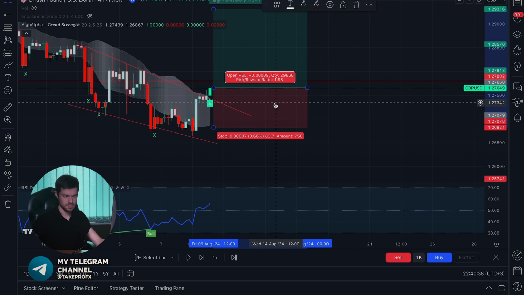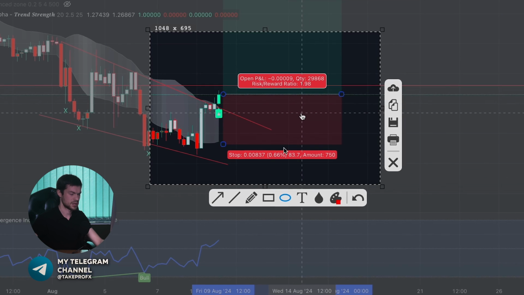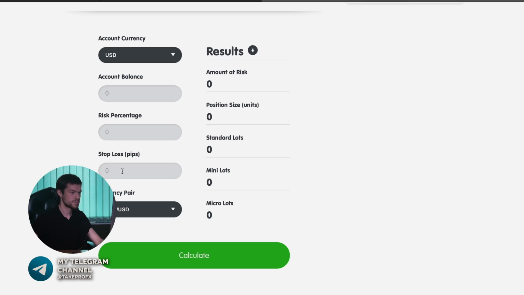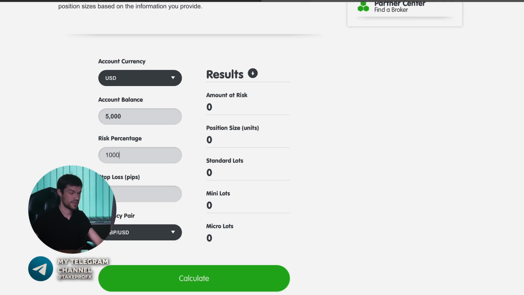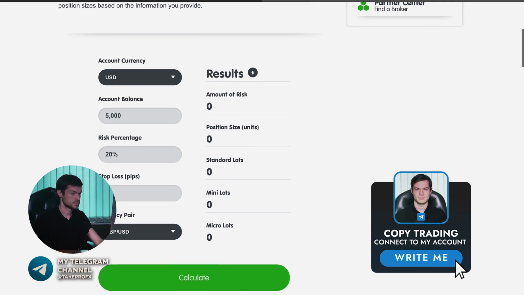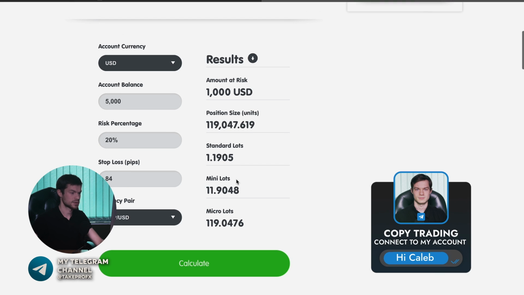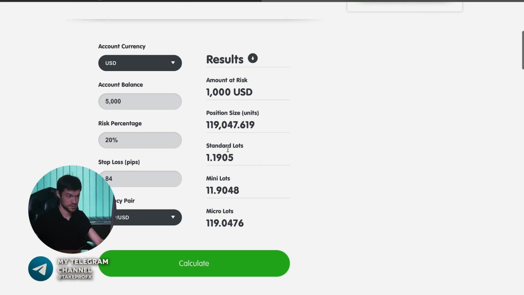How to determine it? We either look at this value of 84 points. 84 points on this side is basically the same thing. 84 points is the top. I have a balance of, for example, $5,000. I'm going to risk, for example, $1,000. That's 20% of my original deposit. Here is 20%, click calculate, and here we have standard lots, mini lots and micro lots. Ordinarily we take the position size as 1.19.